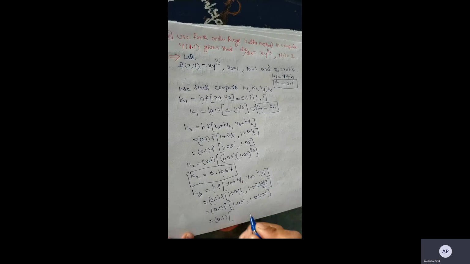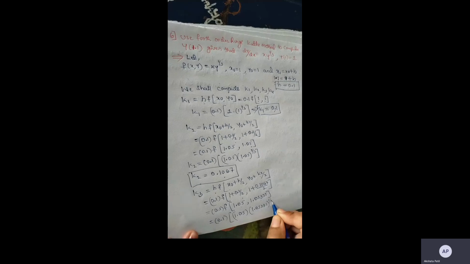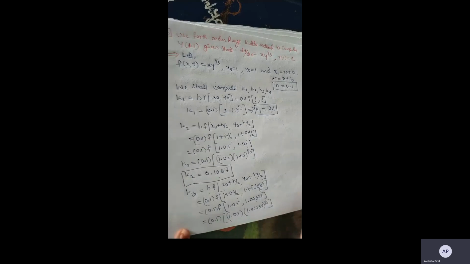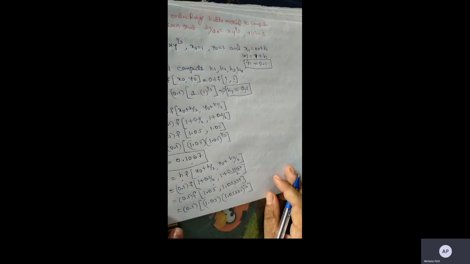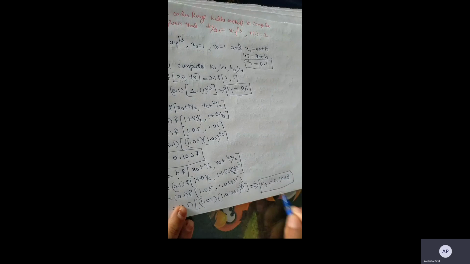Now use this new value of x0 and y0 once again in the given differential equation, so you will get 0.1 into 1.05 into 1.05335 raised to 1 by 3. So after simplification, you will get K3, which is equal to 0.1068. Okay, so this is our K3 value.